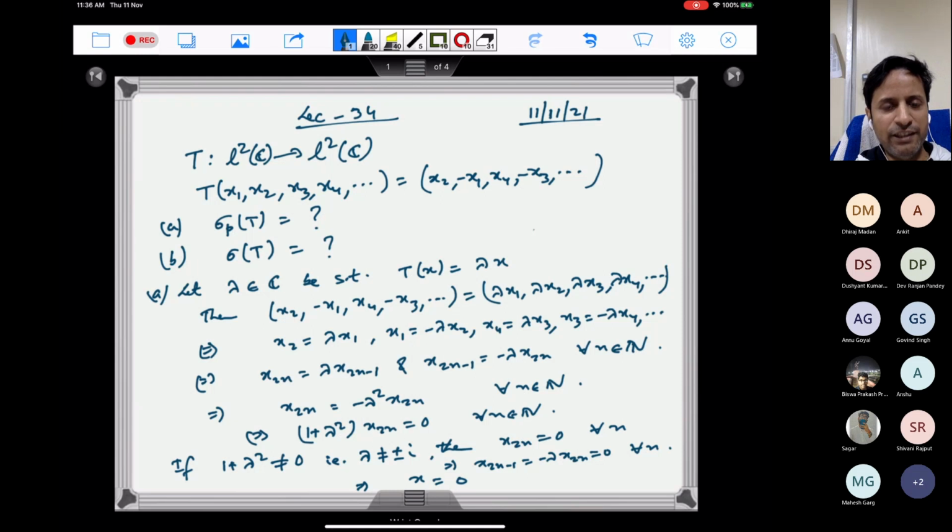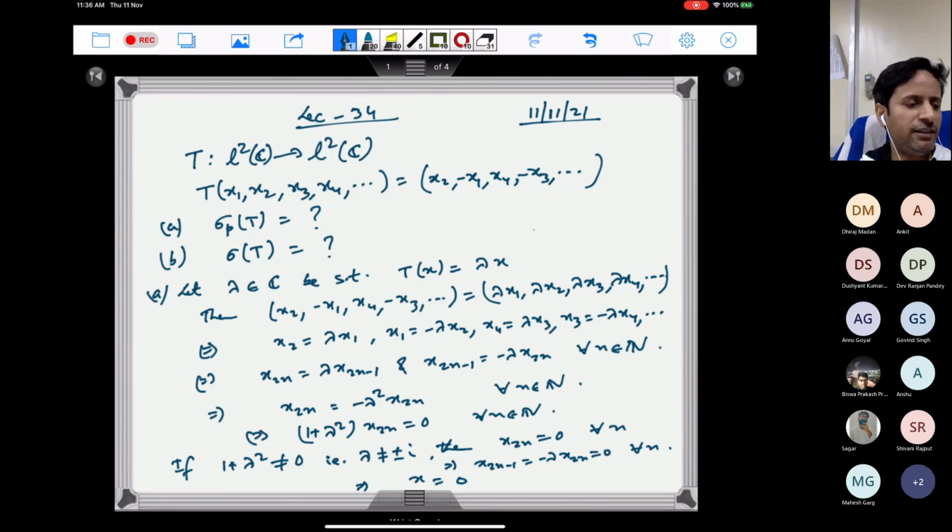Also, if you calculate T star T, that will be identity. So T is actually a unitary operator, and it is not self-adjoint. It is like skew adjoint. So T star equals minus T, and T star T equals identity. But we did not say what the spectrum of a unitary operator is.